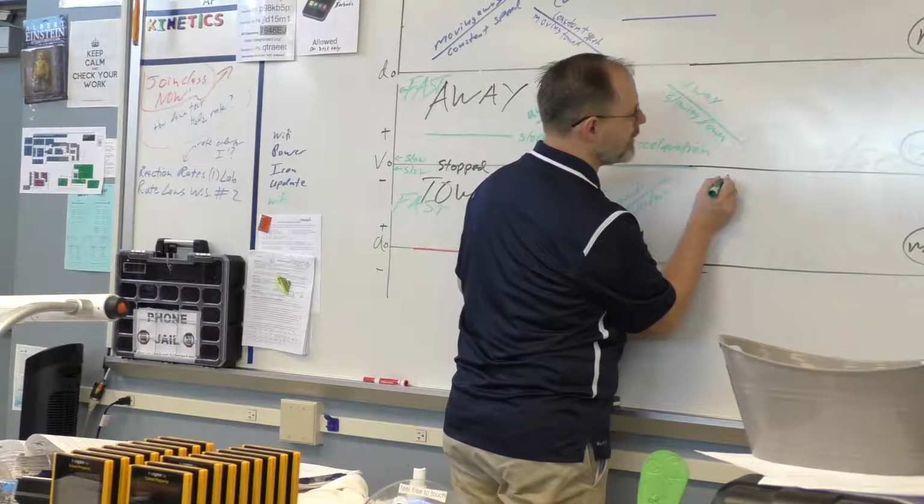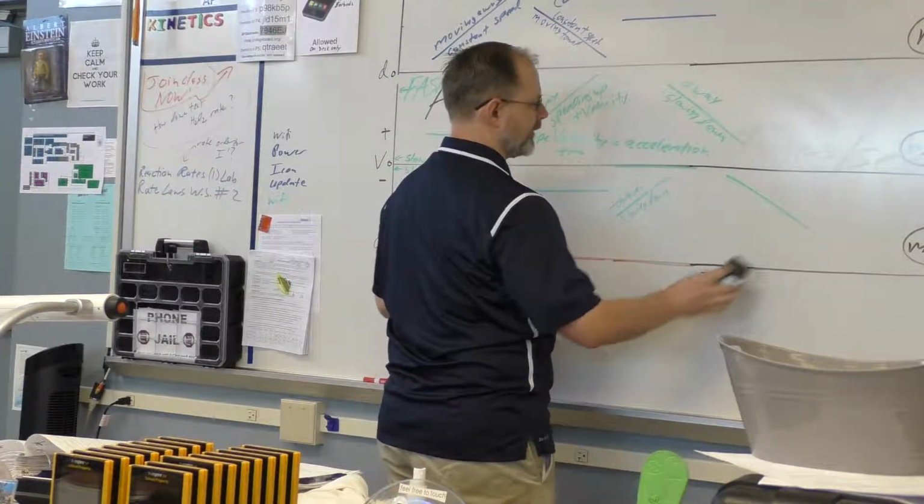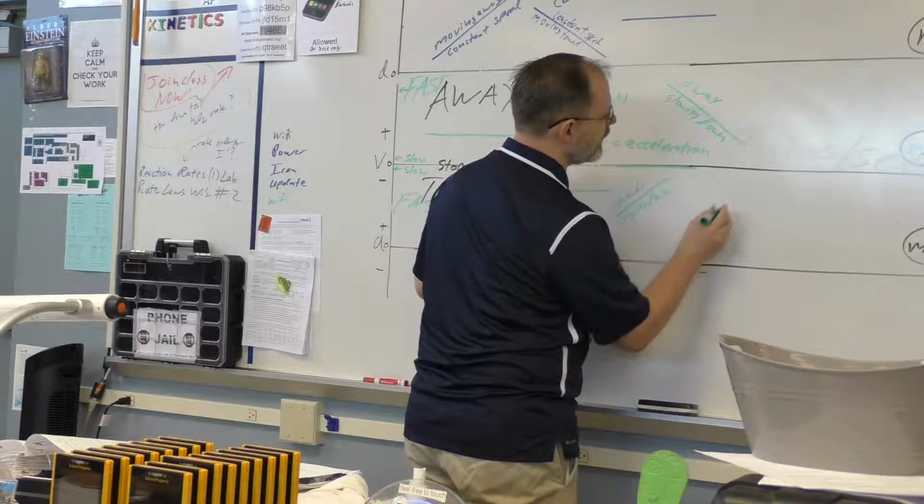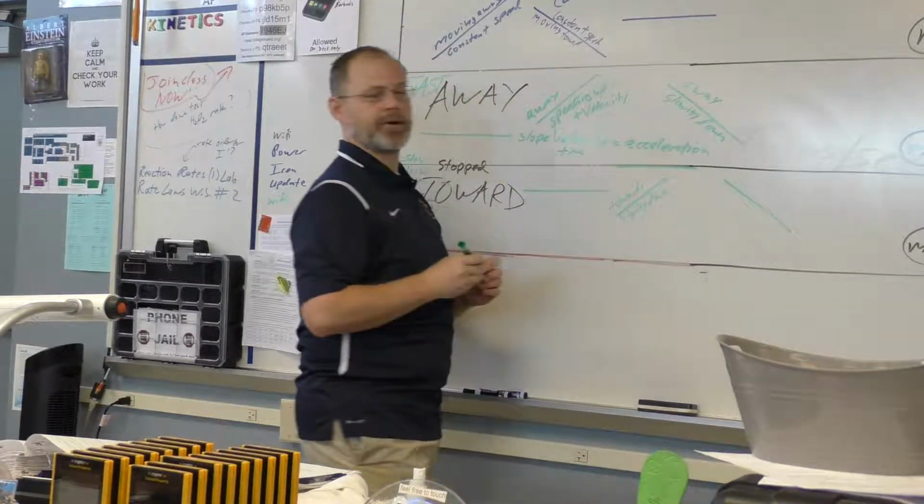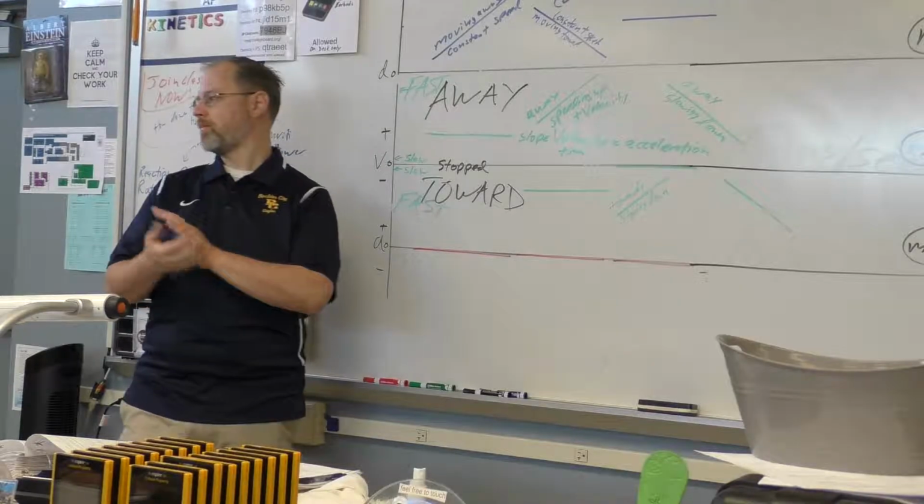Same question. What if you see that same line? Let's pretend it's about the same slope. What if you see that same line in the velocity negative area? You speed up.